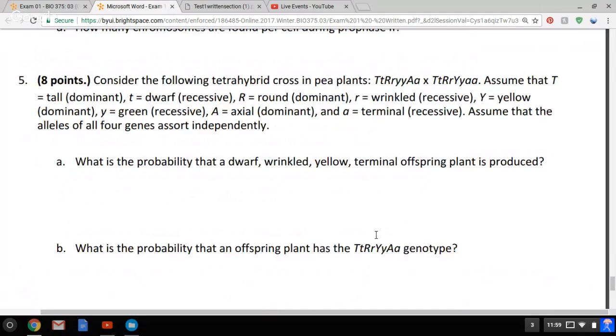All right, question 5. I like this one. It was fun. So there's a tetrahybrid cross in pea plants, and they give you which ones are recessive and dominant.